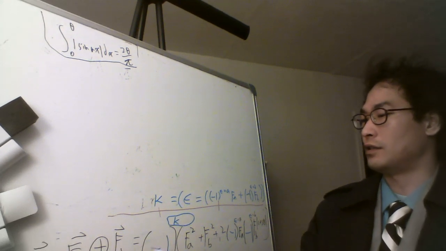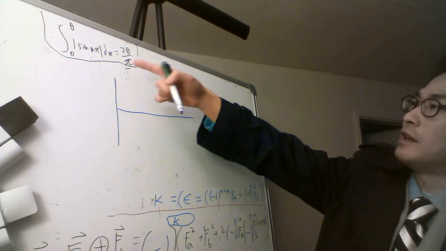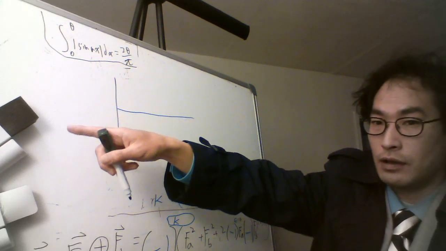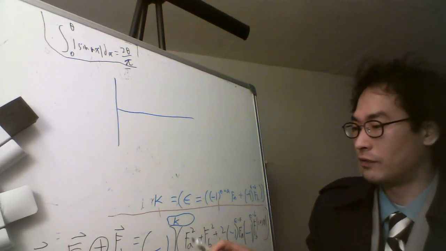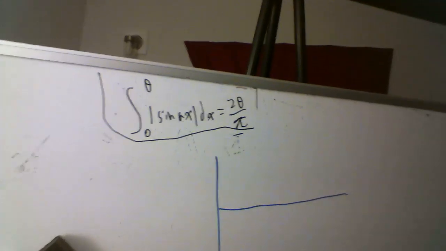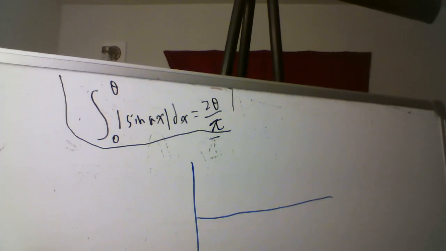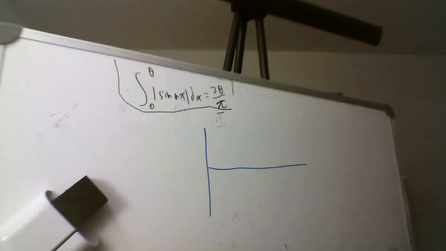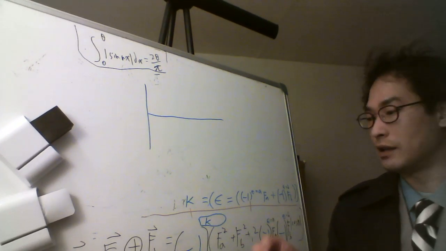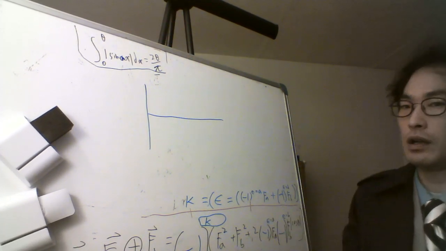We'll prove it nice and easy, okay? So when a is equal to 1, the integral from 0 to theta of the absolute value of sine ax dx is equal to 2 theta over pi. That's our conjecture. Let's see if it's correct or not. When a is a natural number, 1, 2, 3, 4, 5, whatever, okay?